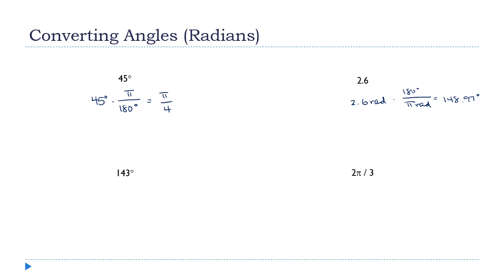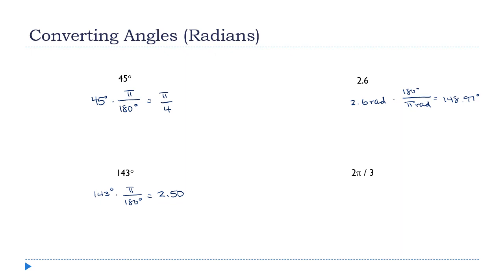All right, so how about this next one, 143 degrees? Well, I'm going to use that same pi over 180 factor, 143 degrees times pi over 180 degrees. And 143 divided by 180, you really can't reduce that fraction any. It doesn't come out to a nice fraction, like a half or 2/3. So in this case, I would just go ahead and get my calculator out and do the decimal version. This is 2.50 radians.